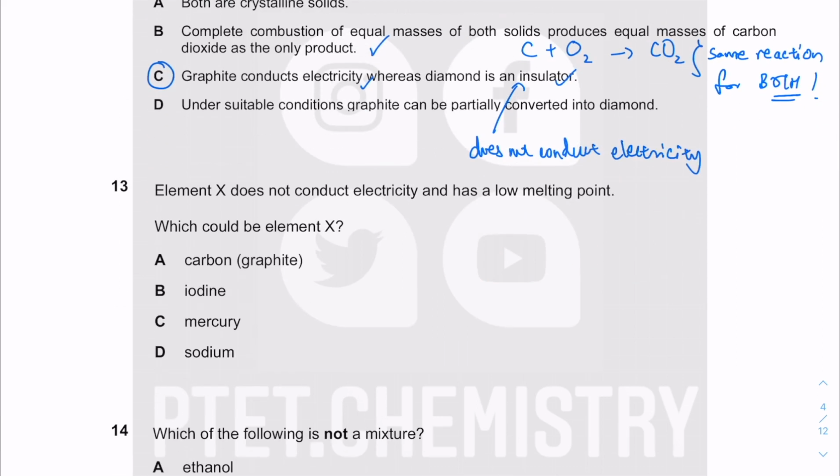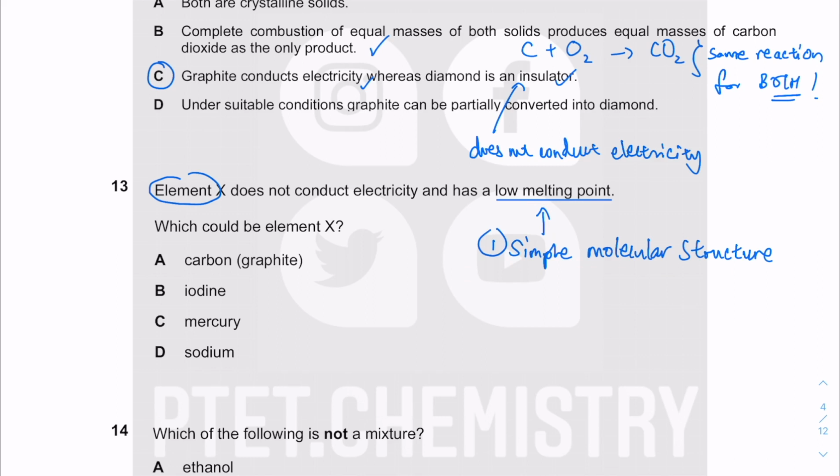Question 13, element X. So this is an element that does not conduct electricity and has a low melting point. The fact that it has a low melting point suggests that it has a simple molecular structure. The other three structures you learn are giant molecular, giant ionic, and giant metallic. All the giant structures have high melting and boiling points. Low melting point straight away suggests a simple molecular structure.